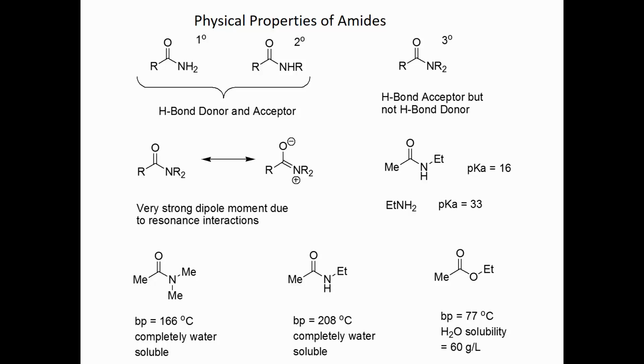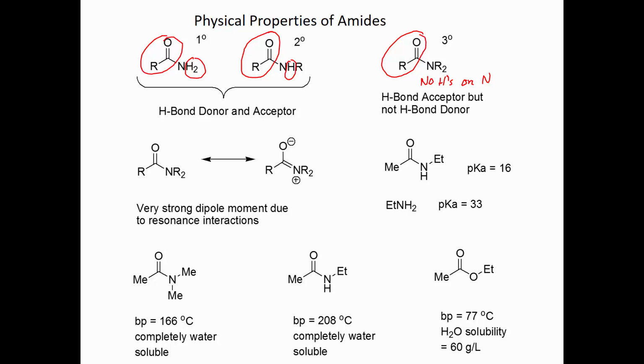A primary amide will have just the acyl group here and 2 hydrogens. A secondary amide will have the acyl group, 1 hydrogen, and an R group. And a tertiary amide, again, will have the acyl and no hydrogens on nitrogen. If we look at the primary and secondary amides, these can be hydrogen bond donors or hydrogen bond acceptors because they have a hydrogen at nitrogen, whereas the tertiary amide can only function as a hydrogen bond acceptor.